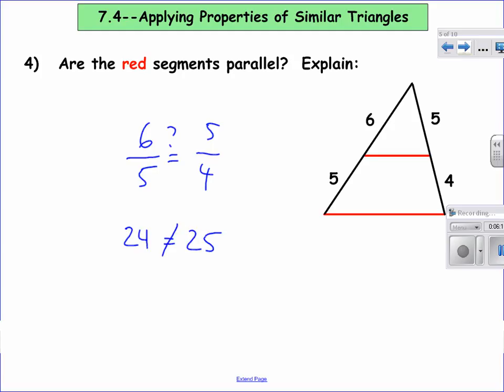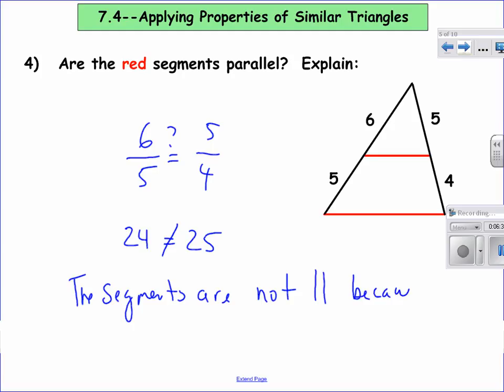Those are not equal, so therefore I do not have proportionality, and I can say something like, the segments are not parallel because the sides are not proportional.